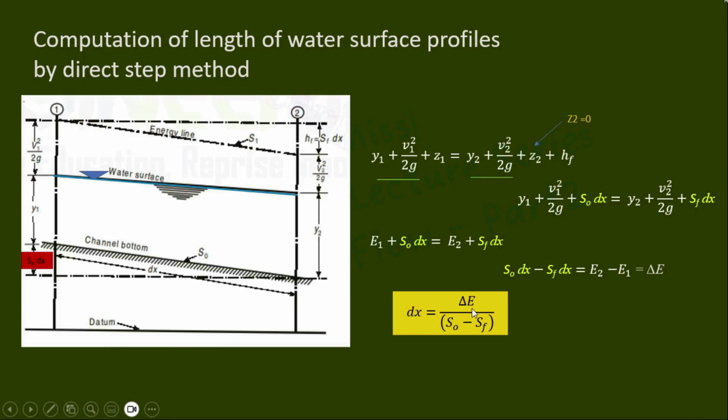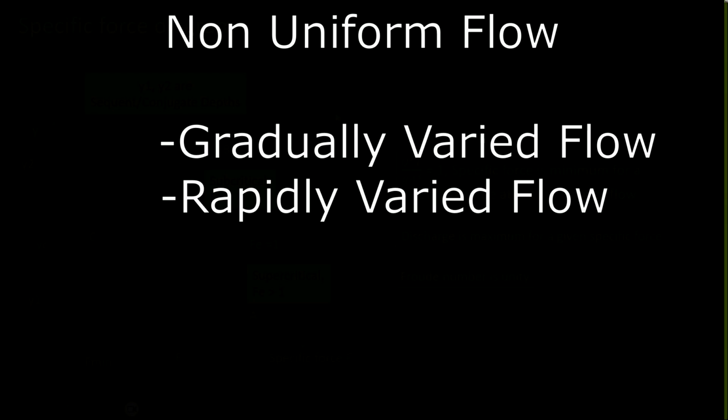So we have to calculate delta E between two sections, and that delta E divided by S0 minus SF will give you the distance between the two sections. So this method we can apply continuously from section to section. Then we can compute the total length of water surface profile L equal to sigma delta x. The accuracy of the computation increases by lowering the value of dx. Now the session comes to an end.